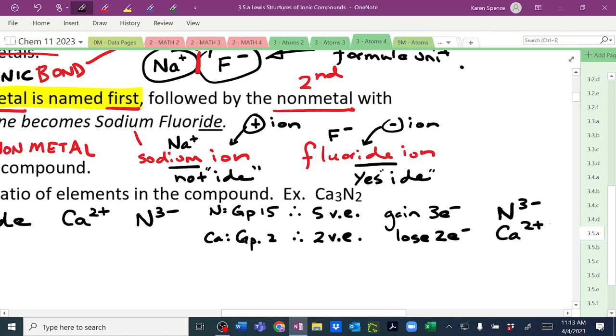Do you remember how to make a formula with an ion that has a 2 plus charge and an ion that has a 3 minus charge? Tell your partner, see if you can remember with each other. If you can't, it's okay. I'll help you out in a minute.